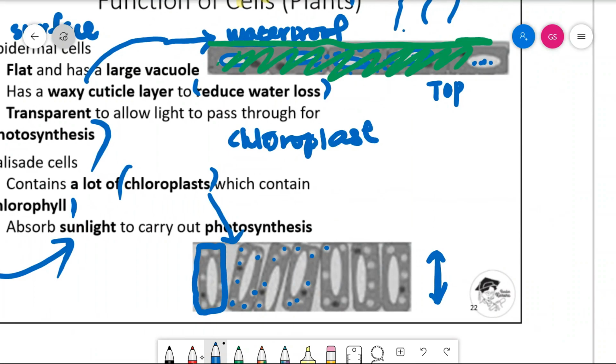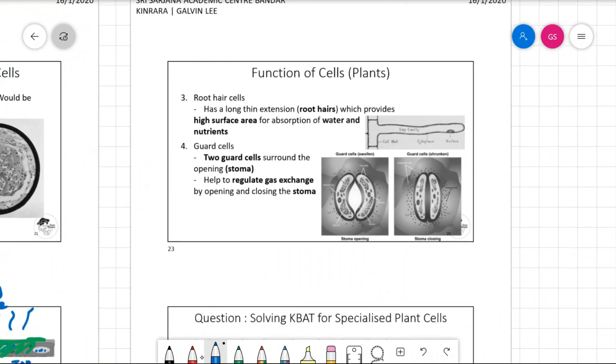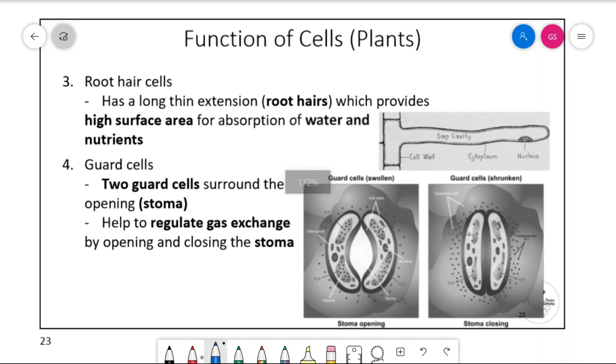Now let's go to the third. Okay, let's see what the third is. No more. So what else did you learn? A root hair cell. Now the root hair cell is going to be in the roots. This is what a root hair cell looks like in this diagram. It is very long and very thin, as if you are looking at an actual root. You can see the root, very fibrous roots. Long, thin. Same as what it's saying here, long, thin extension, which provides what?